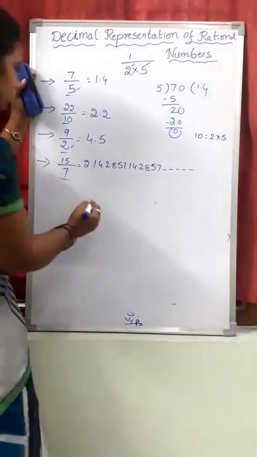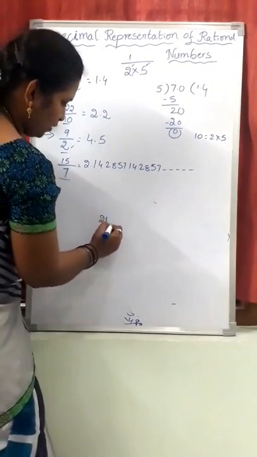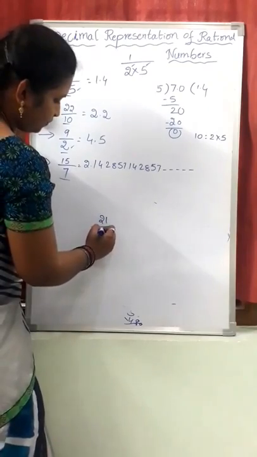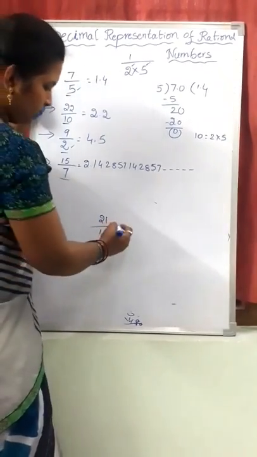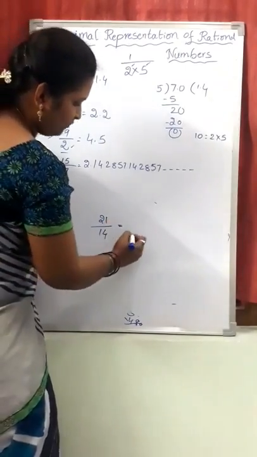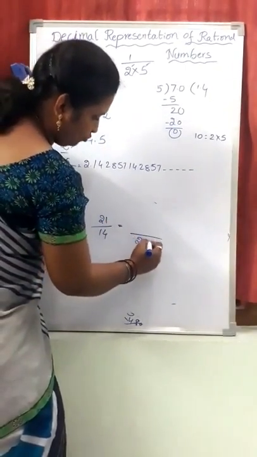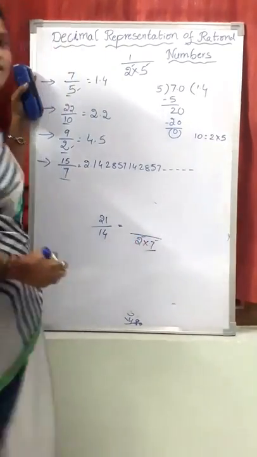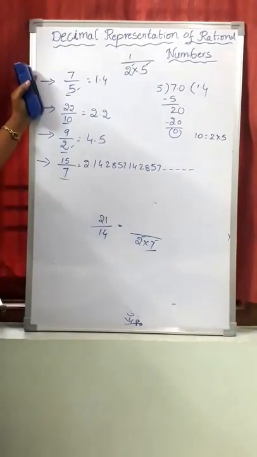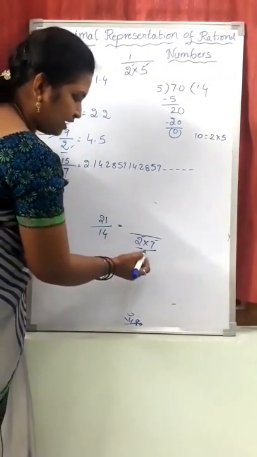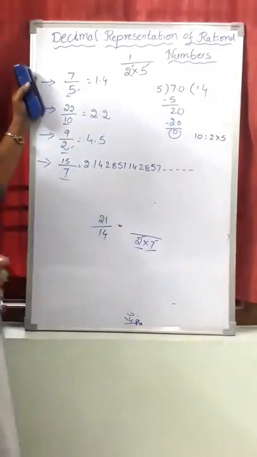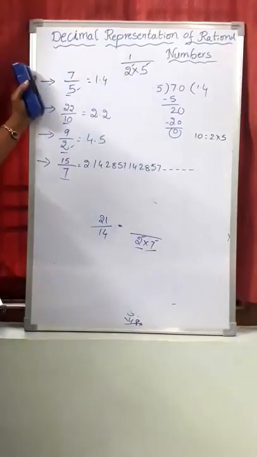For example, let us see this one. Here I have 21 by 14. When you do the prime factorization of 14, I have 2 into 7. Here 2 is there, but an extra 7 is also there. So directly we can say that not only 2, not only 5, we have another prime factor. So we can say that it is a non-terminating recurring decimal.